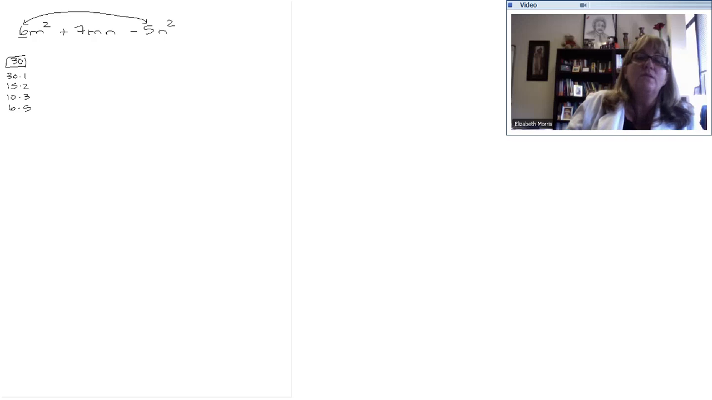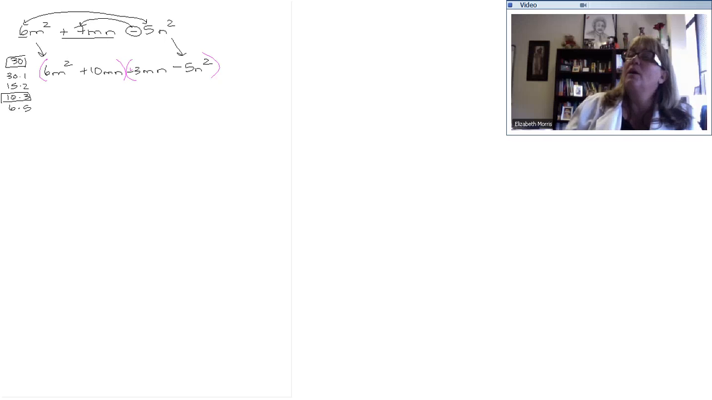Which ones subtract to give you 7? 10 and 3. So we keep the first, we keep the last, and we rewrite 7mn as 10mn minus 3mn. Does that give me a positive 7? Yes, it does. Now I have 4 pieces. So what do I do with 4 pieces? I group, but I got a negative there. So remember to group it this way, and it'll help remind you to take it out negative.